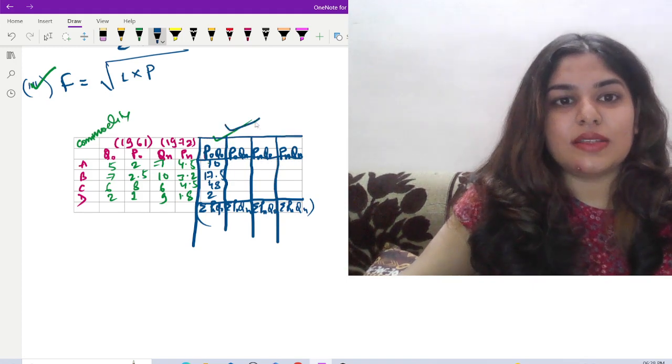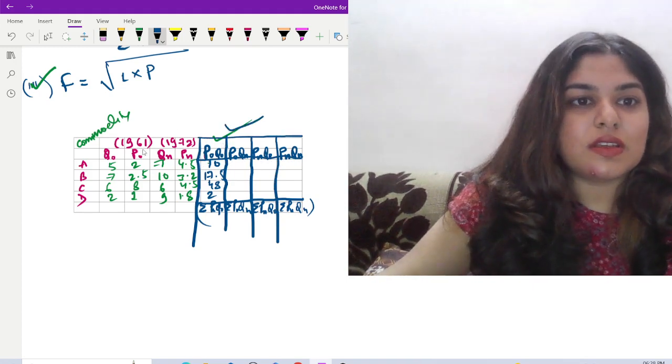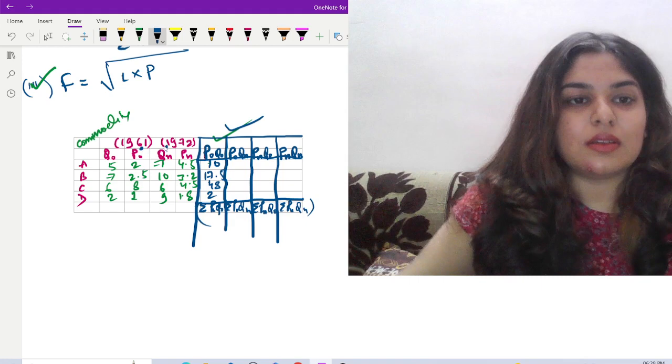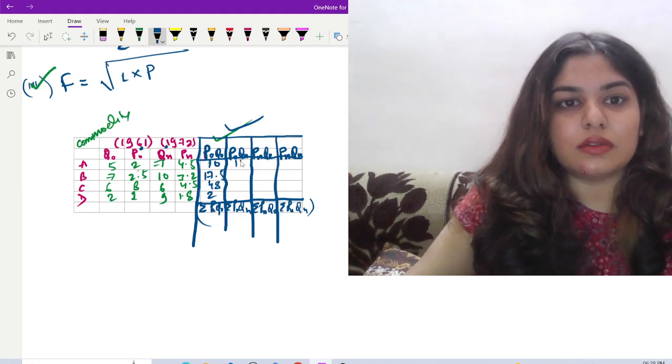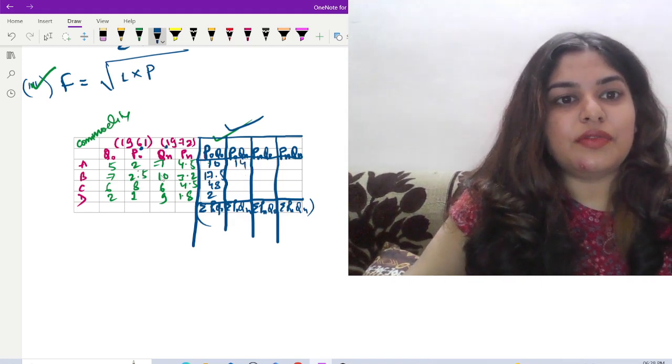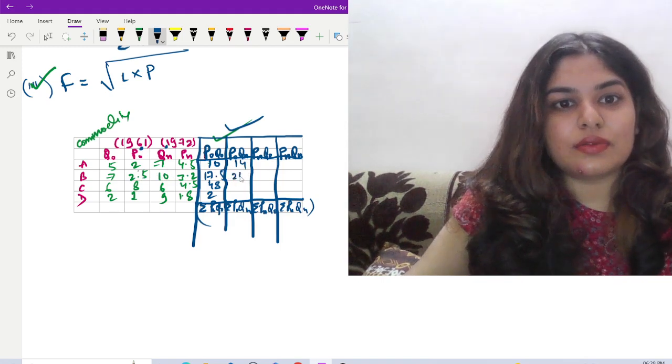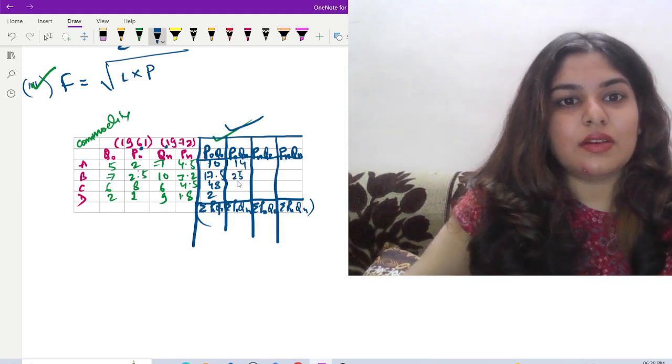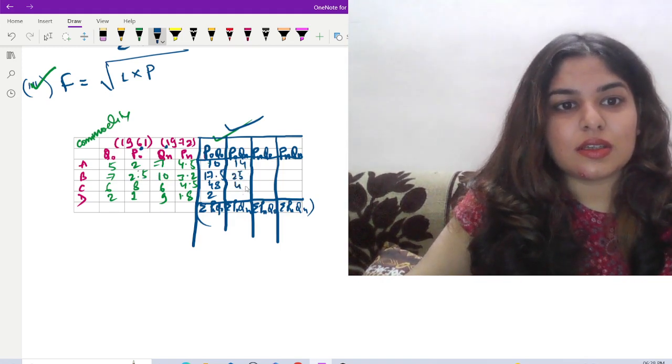Now next one is about P0Qn. So this is P0, this is Qn. Now let us do 2 sevens are 14. 2.5 into 10 is 25. 8 sixes are 48 and 1 nine is 9.